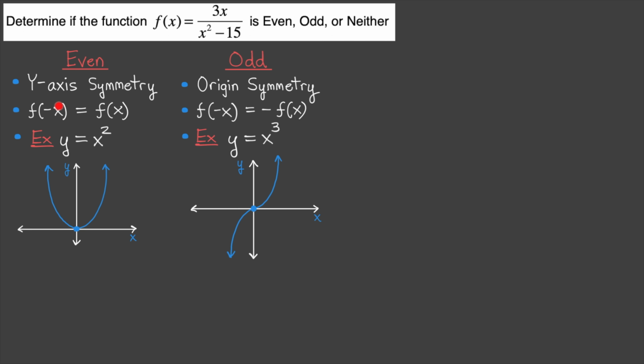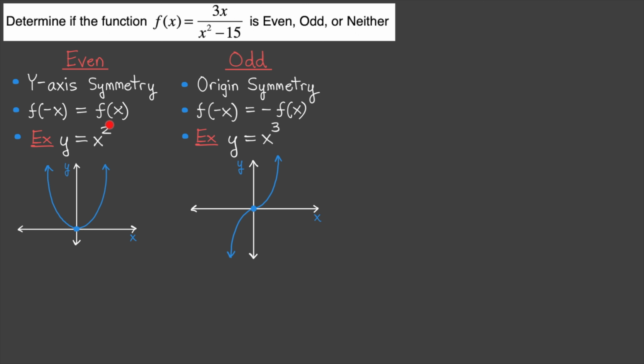So an even function has y-axis symmetry. We can look at that for this example here, y equals x squared, which is the most famous even function. If you take half of the parabola and flip it over the y-axis, it lands directly on itself. So this graph has y-axis symmetry. And if you plug in negative x in place of x for an even function, it will equal the original function.